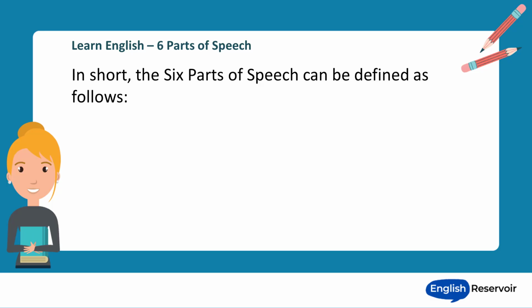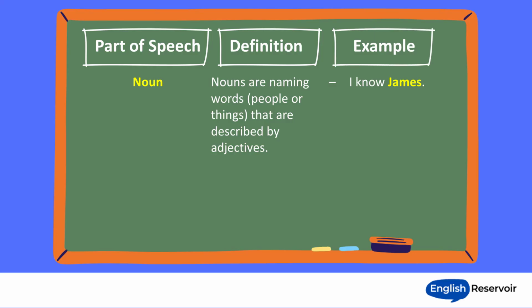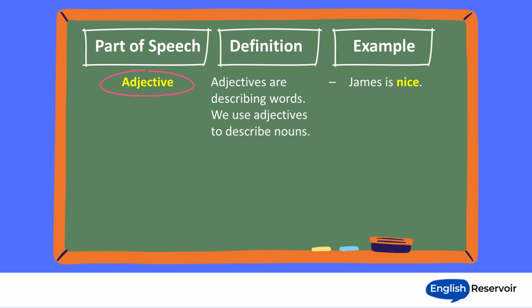In short, the 6 parts of speech can be defined as follows. Part of speech. Definition. Example. Noun. Nouns are naming words, people, or things that are described by adjectives. I know James. Adjective. Adjectives are describing words. We use adjectives to describe nouns. James is nice.